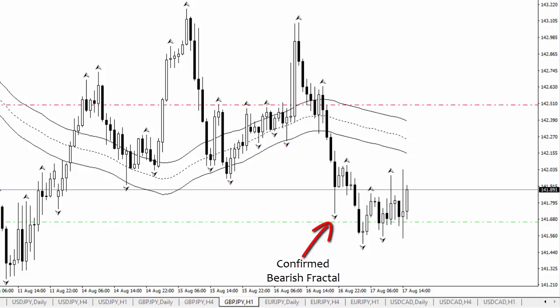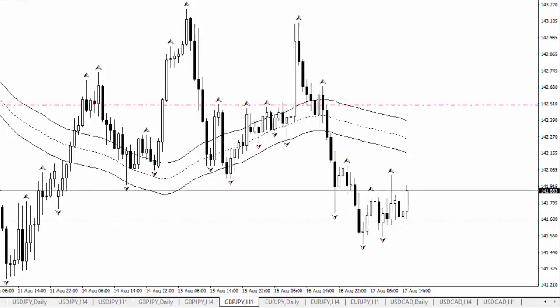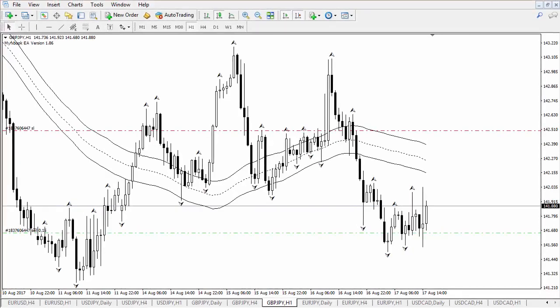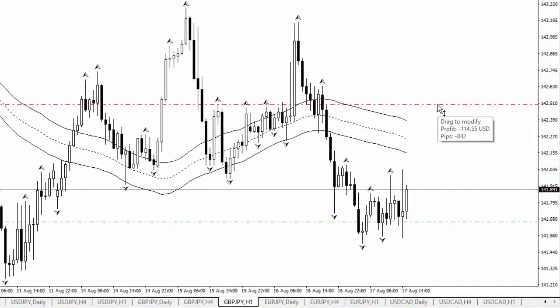However, the simple moving average, which gives us dynamic price levels to place our stop loss orders for bearish breakout short trading positions, has now moved away from this trade's current stop loss. Therefore, we're going to move our stop loss order from its current position to the new price level where the 60 period SMA, which was applied to prices high on this currency pair's 1-hour chart, is currently located at. Our risk on this short trade currently stands at about minus 84.2 pips, which is exactly $114.55, simply because I'm trading 15 mini lots of the GBP/JPY currency pair at the moment.